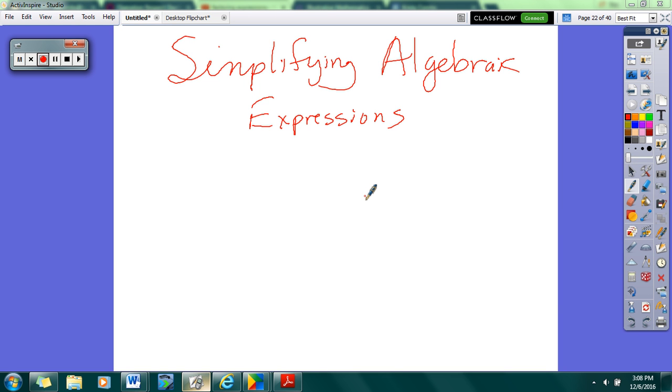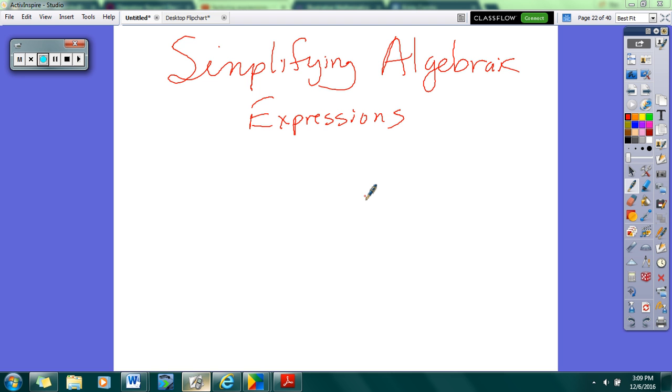Everybody, today we're going to go over simplifying algebraic expressions. So an algebraic expression is a number sentence without an equal sign that contains a variable. We learned that in section 7.1, but now we're going to simplify them into their lowest form.